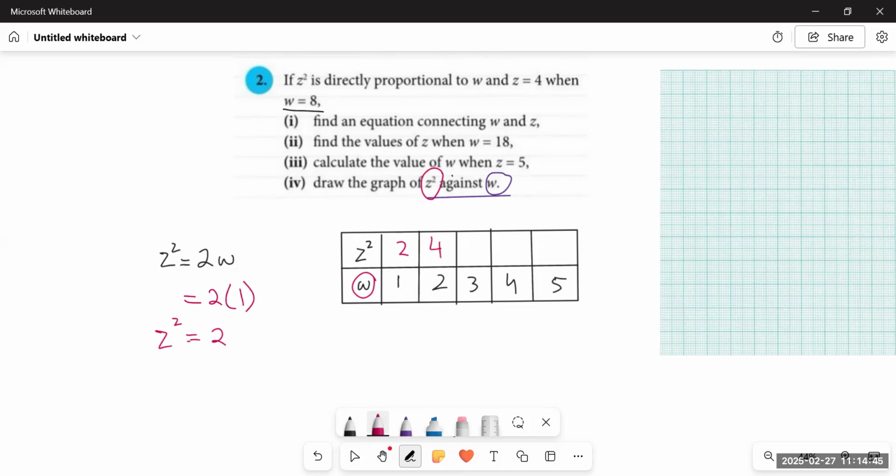For the value of w as 3, the value of z square would be 2 multiplied by 3, 6. It means for any value of w, the value of z square would be its double. That's simple, and now it would be very easy for us to draw the graph. Similarly, let us see whether we have drawn the graph this way in question number 1 or not.